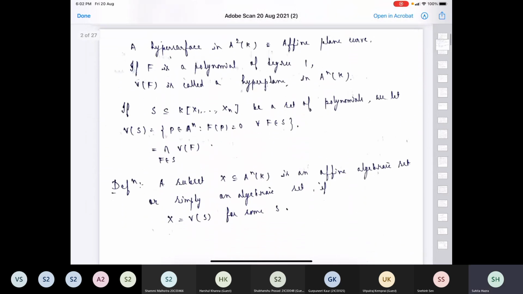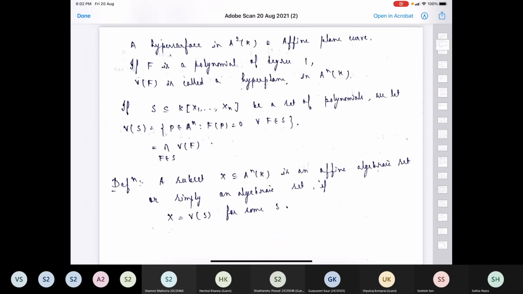So now a hypersurface in A^2(K) is an affine plane curve. And if f is a polynomial of degree 1, V(f) is called a hyperplane in A^n(K). So thus we have seen that if f is a polynomial, we get just V of f. Now we are interested in, if we have a set of polynomials, what can be the set of common zeros of those polynomials? So I have a collection of polynomials from K[X1, X2, ..., Xn].